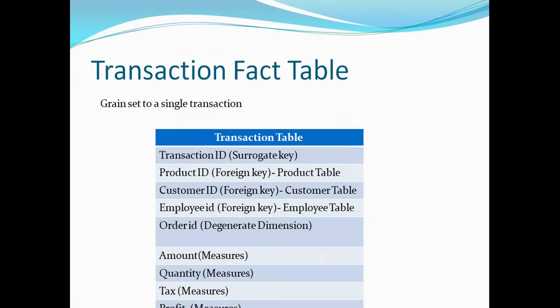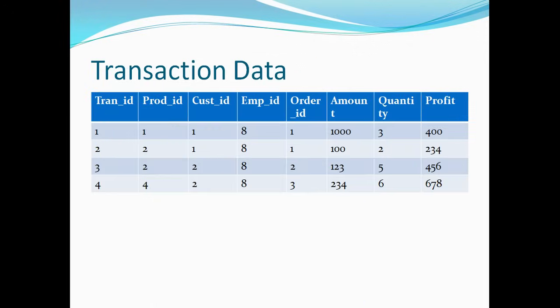Here the grain is set to a single transaction. We have the surrogate key, as I told you, the transaction ID, the product key, the product table primary key, the product ID, the customer table primary key, customer ID, and so on. Let's see how the data looks for a transaction fact table.